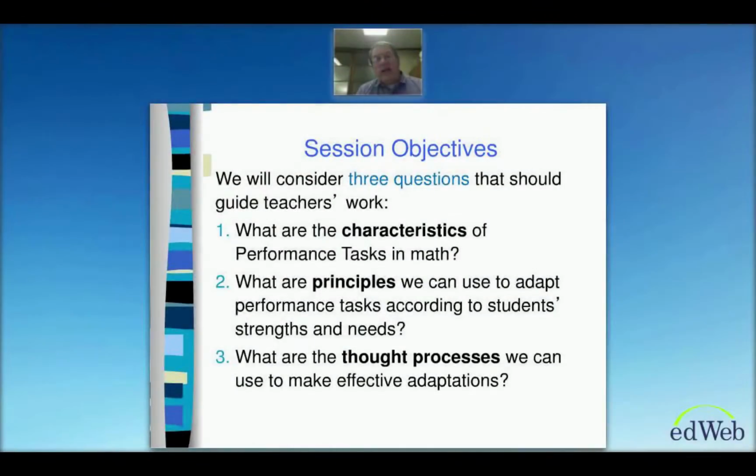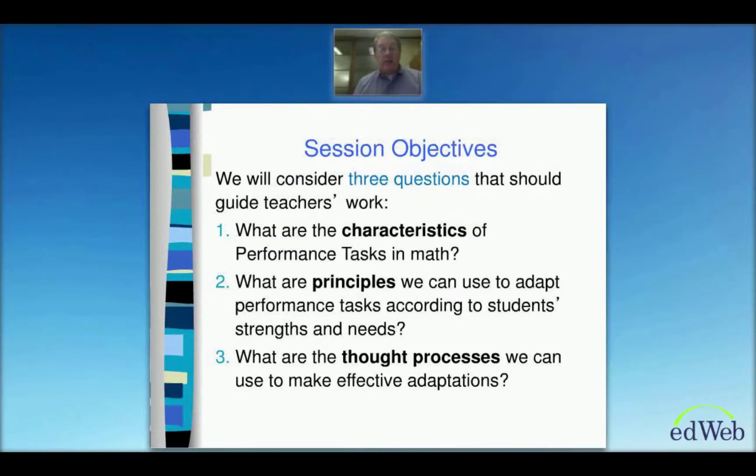Okay, so in this session, I want to take some time at the outset just to talk about the characteristics of performance tasks in math. Many of you may be familiar with performance tasks in other subject areas, and there are some differences in the way they come across in math, in particular in the way they're showing up on state tests these days. So I do want to talk about that to some extent.